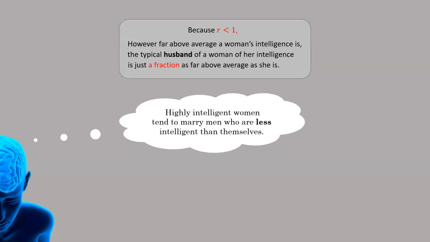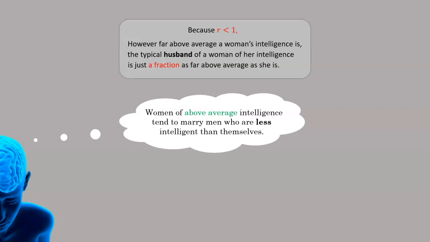Thus, we can replace highly intelligent women with a much broader category and note that women of above average intelligence tend to marry men who are less intelligent than they are. Their typical husband is still above average, but closer to the mean than they are. This revised statement includes the original one as a special case, yet it still feels a little spicy because it's a statement specifically about women.